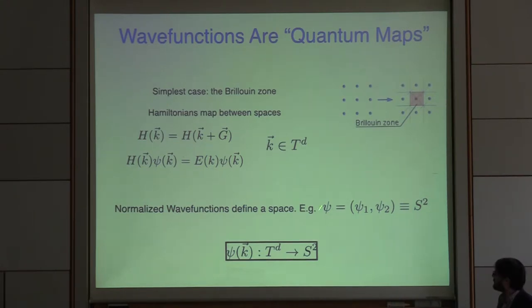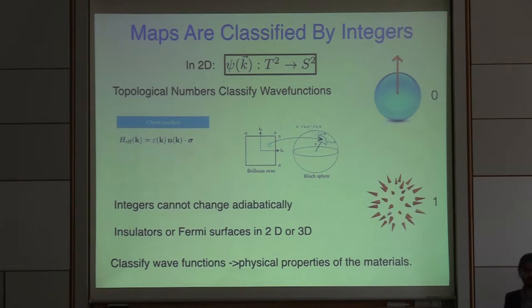So let's take 2 dimensions, for example, and see what these maps do. Well, these maps are obviously characterized by integers, and these integers are the covering of the sphere by this map as I change the momentum on the torus. So for example, one of these maps, which is just a trivial insulator, which means I have the largest probability on the s orbital, psi1 is equal to 1, is the map where this wave function doesn't do anything as I change the momentum in the torus.